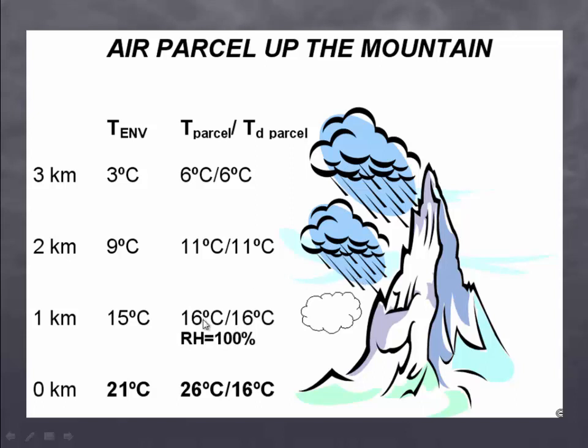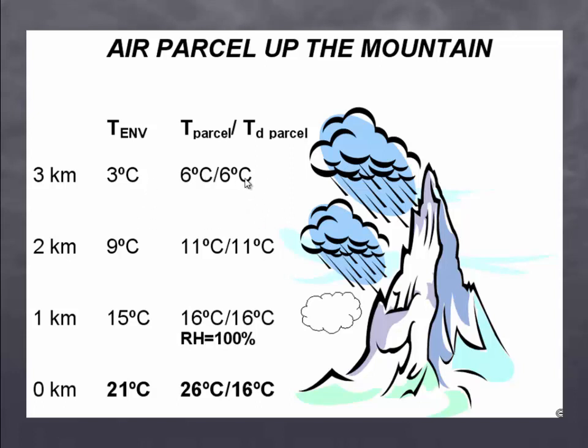So I subtract 5. I'm now down to 11. I subtract another 5. At 3 kilometers, the temperature of the parcel is 6. The dew point temperature of the parcel is also 6. I'm still saturated. I've now squeezed quite a bit of moisture out, all the way from 16 degrees C down to 6 degrees Celsius in terms of the moisture content of the parcel.